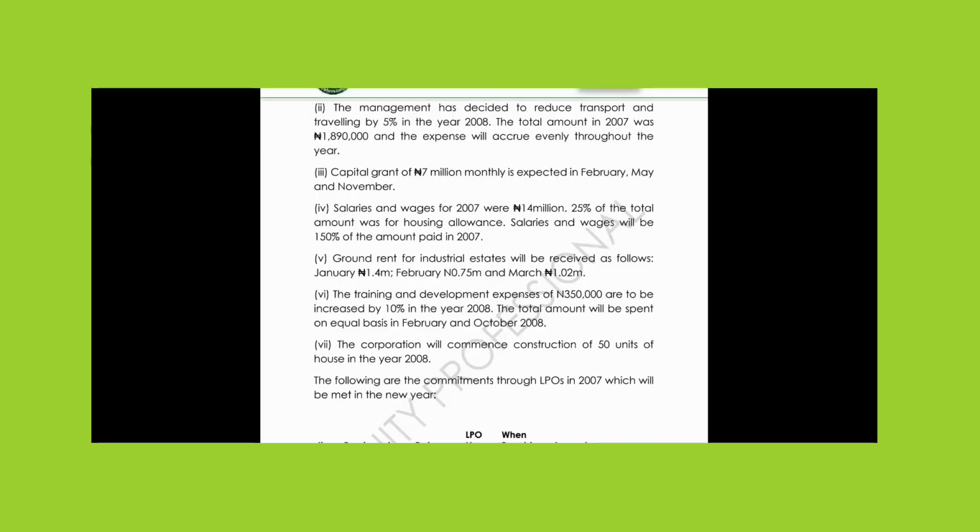From my own observation, the housing allowance does not need any adjustment because according to the question, they said 25% of the total amount was for housing allowance. It's only salaries that need to be adjusted. To get housing allowance, you don't need adjustment. Just get 150% of 14 million. The answer you get, 25% of it is housing allowance. That is what the examiner means.